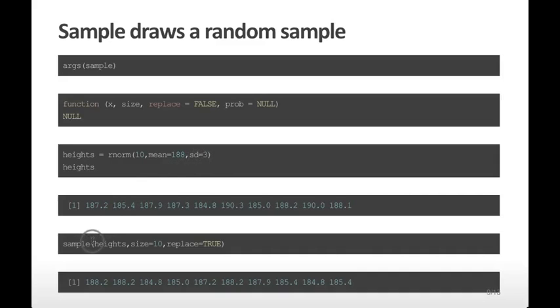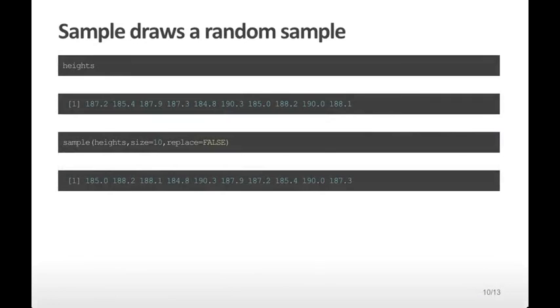If I sample those heights with replacement, some of the height values that get sampled are the same value. Because how sample works is it draws one random value from the vector of heights, then replaces that value in the vector of heights, and then draws a new random sample from amongst all 10 values. So here you see the value of 188.2 repeated 1, 2, 3 times.